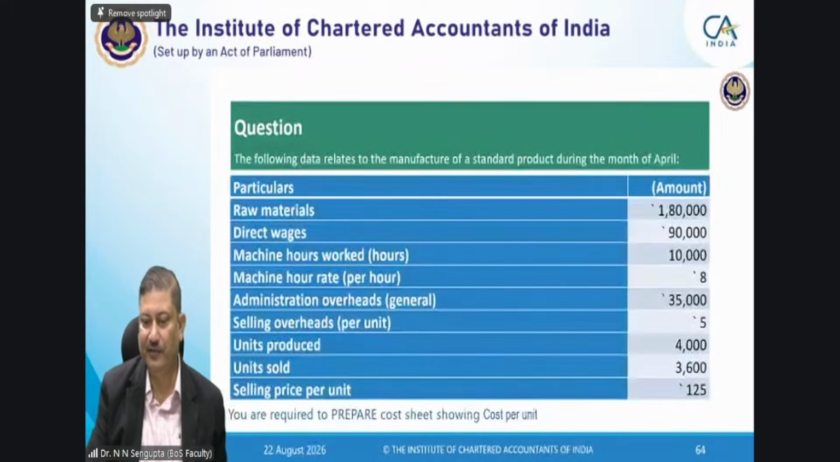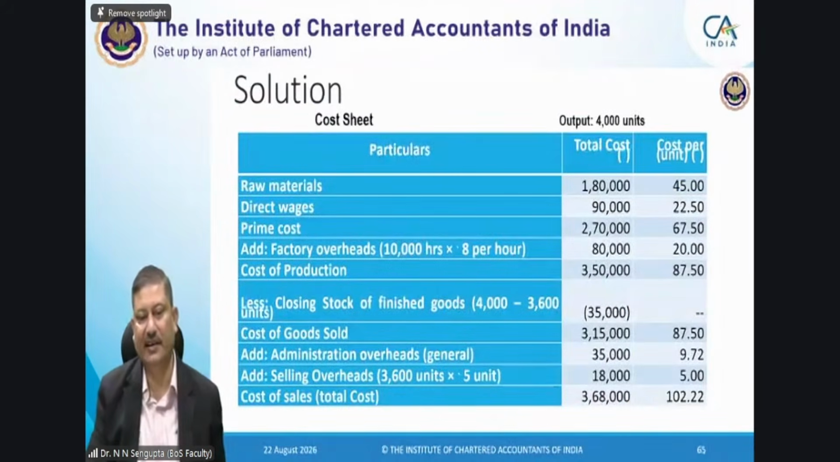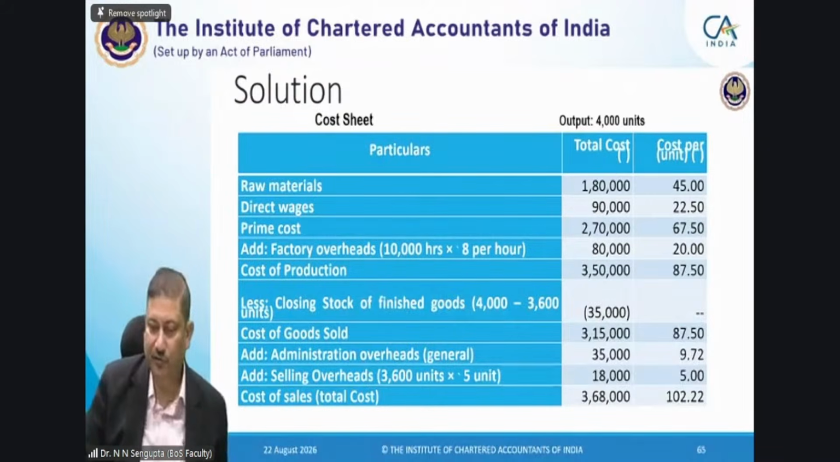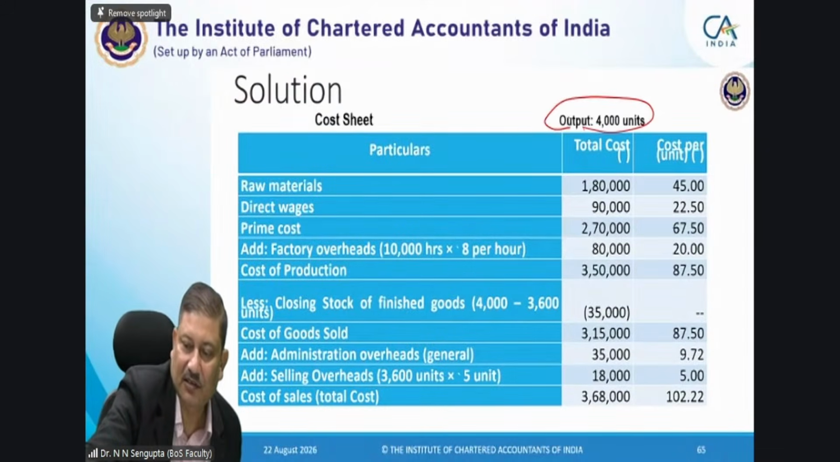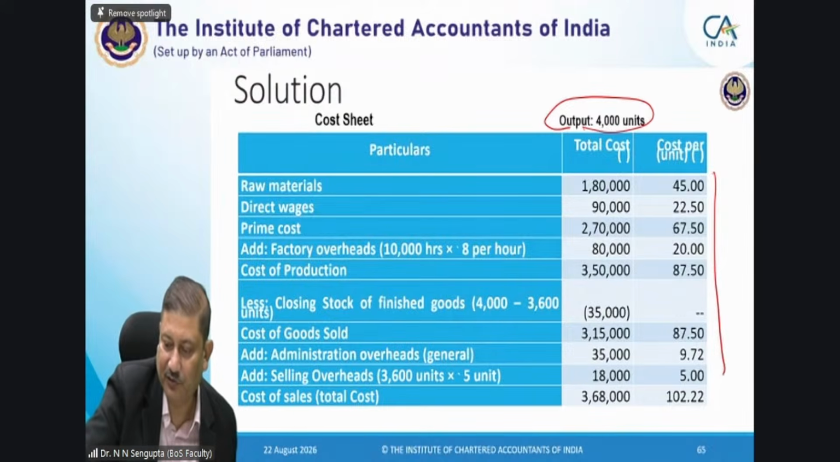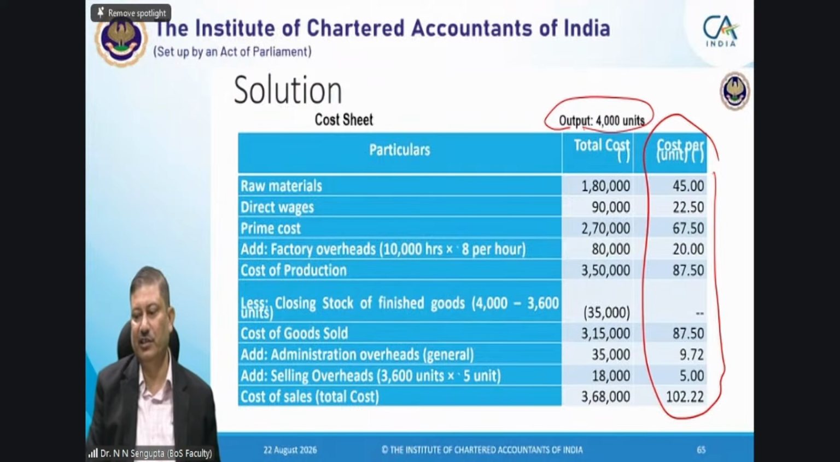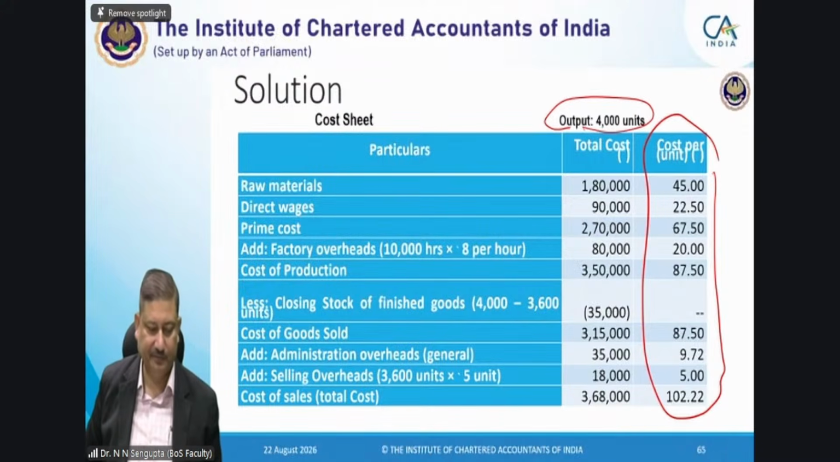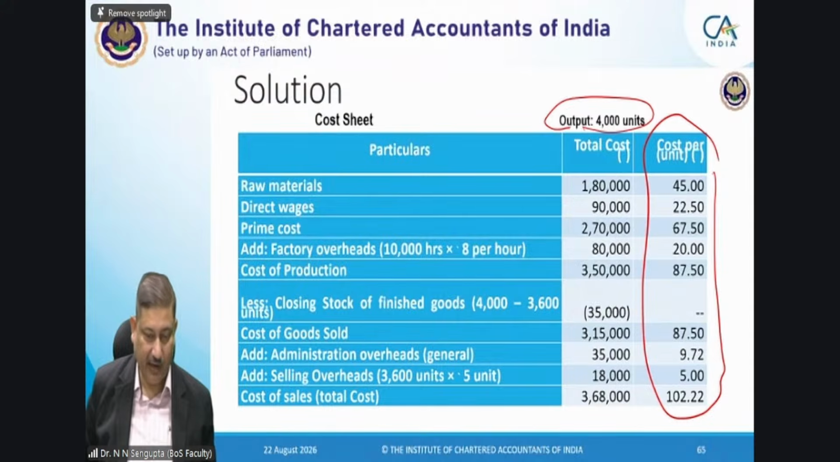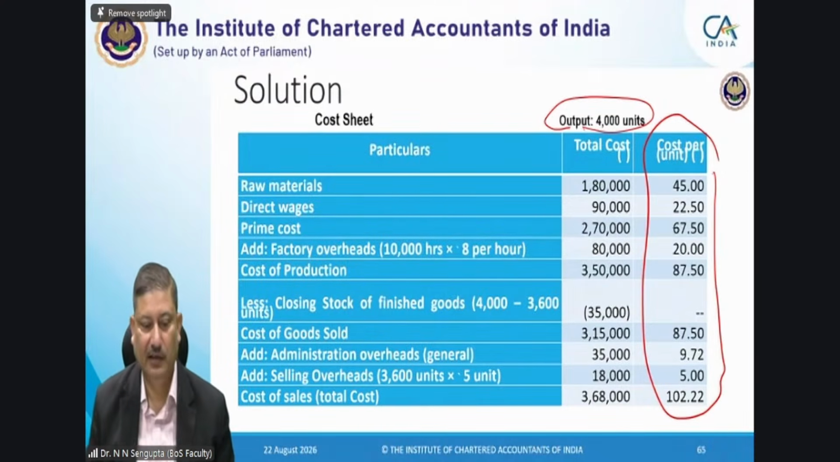So once again, you can refer to this data. We are putting this data here now, and you have written 4,000 units. So each figure divided by 4,000 units will be the cost per unit. Many times in the question, it is specifically asked that you show the cost per unit data as well. Okay. Shall we start then?